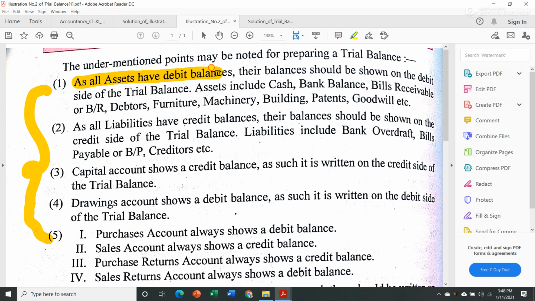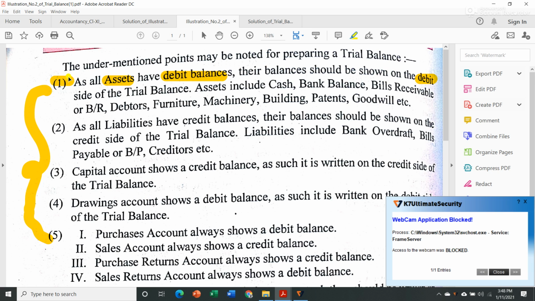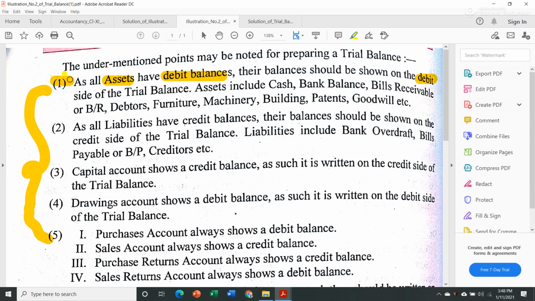As all assets have debit balances, their balances should be shown on the debit side of the trial balance. Now in this one you have to remember only two things. Assets will have debit balances, so in the trial balance you will write them on the debit side. Point number one means that all the assets will have debit balances and will be recorded on the debit side of the trial balance.